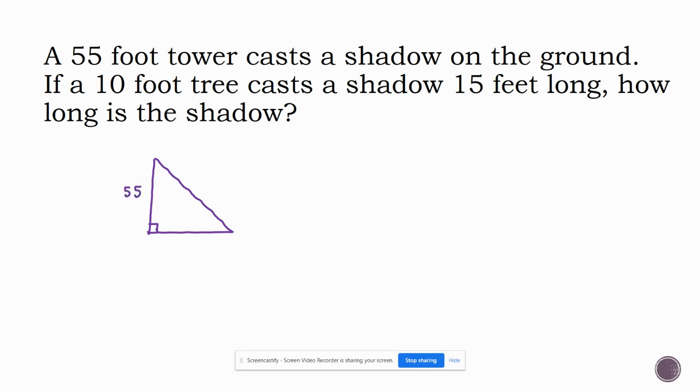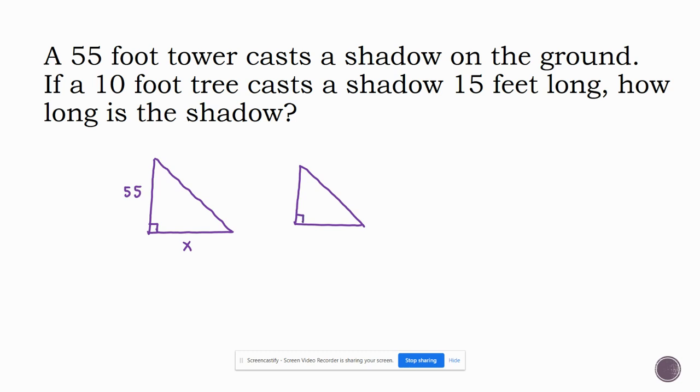It says that it casts a shadow on the ground. I don't know the length of that shadow. Shadows are on the ground, so it's that horizontal side, and I'm going to call that x. I'm going to draw a second right triangle. So basically I'll have a similar triangle. So these two triangles are similar.